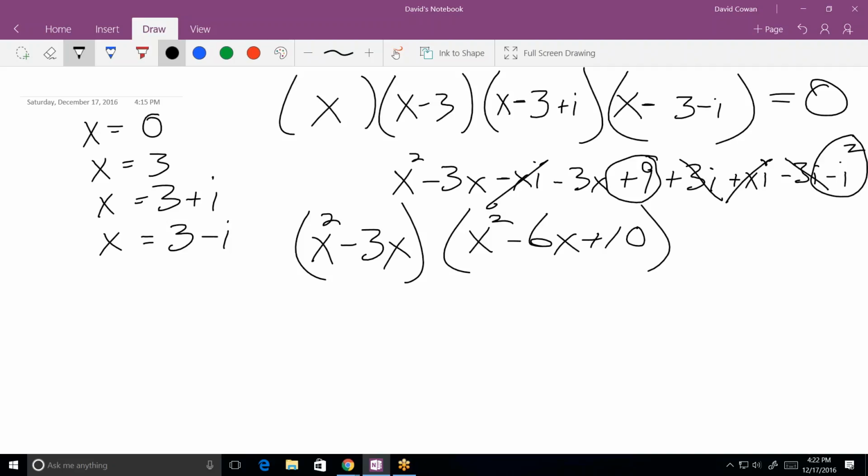Okay. So you would get x to the 4th times negative 6x, or minus negative 6x squared. Cubed. Cubed, sorry. All right. Plus 10x squared. And then you get minus 3x cubed.